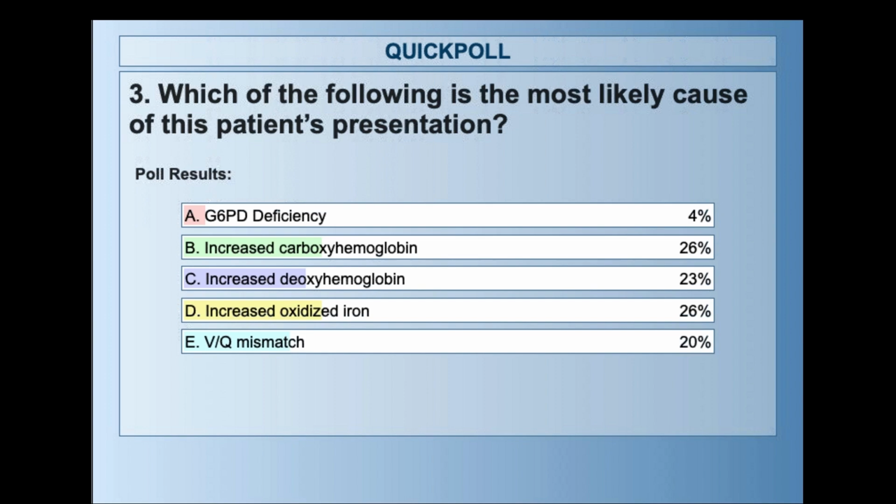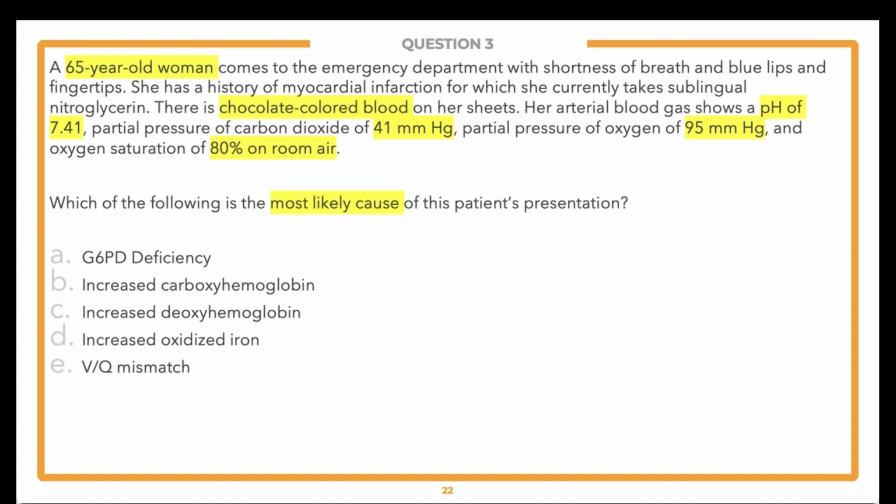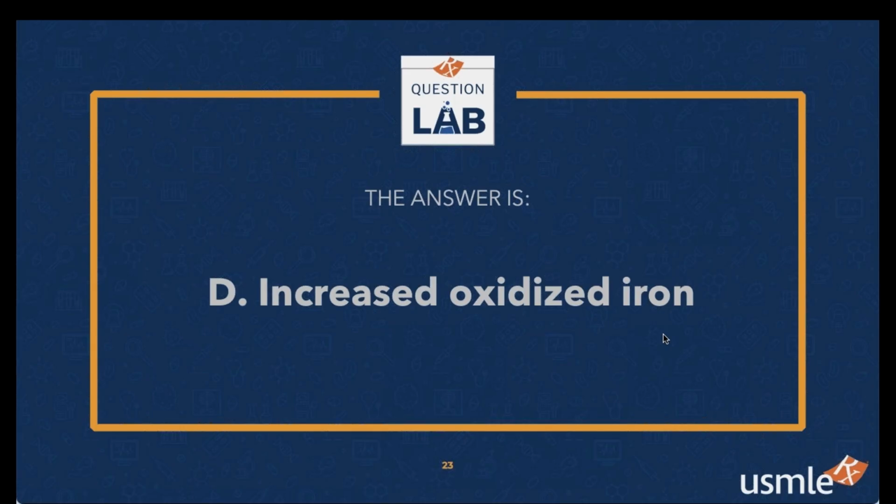And what we're going to do is we're going to hide the results, and they're going to share the answer. And the answer is answer choice D, increased oxidized iron. And, by the rules invested in Question Lab, this did tie for first. So we're going to give you guys the W for this one, and we're going to call it 3 for 3. But we know this was a lot trickier, and most of you got this one wrong.